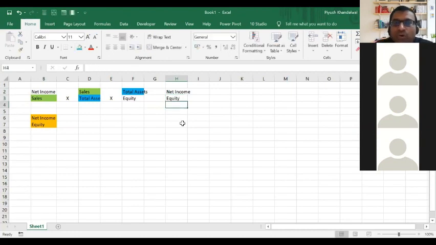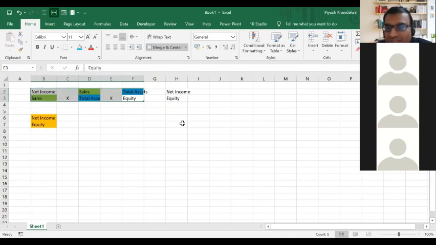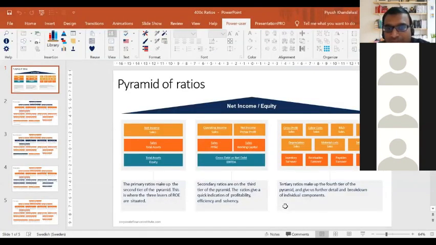So can we say that net income by equity can be better understood by dividing it into these three ratios? Can we say that? Guys, are you with me? So isn't it a drill down of this mother ratio, net income by equity? From this mother ratio, three sub ratios, primary ratios, right? Okay, great. I will go back to my pyramid of ratios, right?